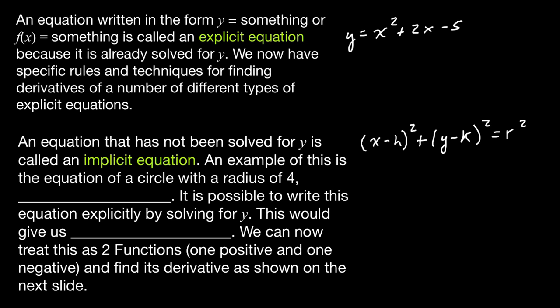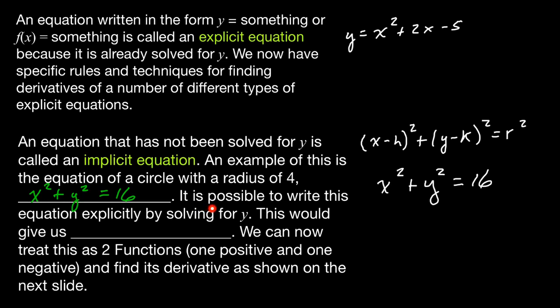So if you have a circle centered at the origin, that means h and k would be 0. So that would leave you with x squared plus y squared. And a radius of 4 would be 4 squared, which is 16. All right, so the equation we have right here is x squared plus y squared equals 16. This is an example of an implicit equation because our equation has not been solved for y.